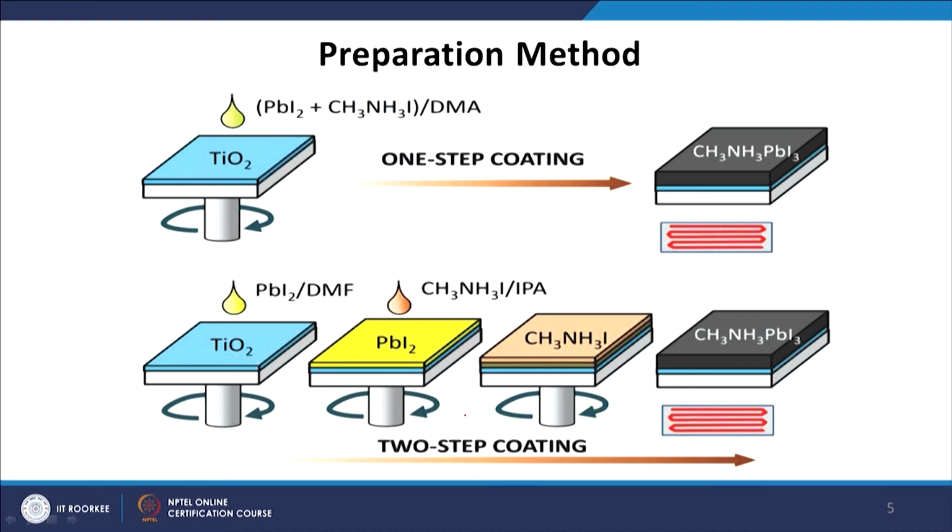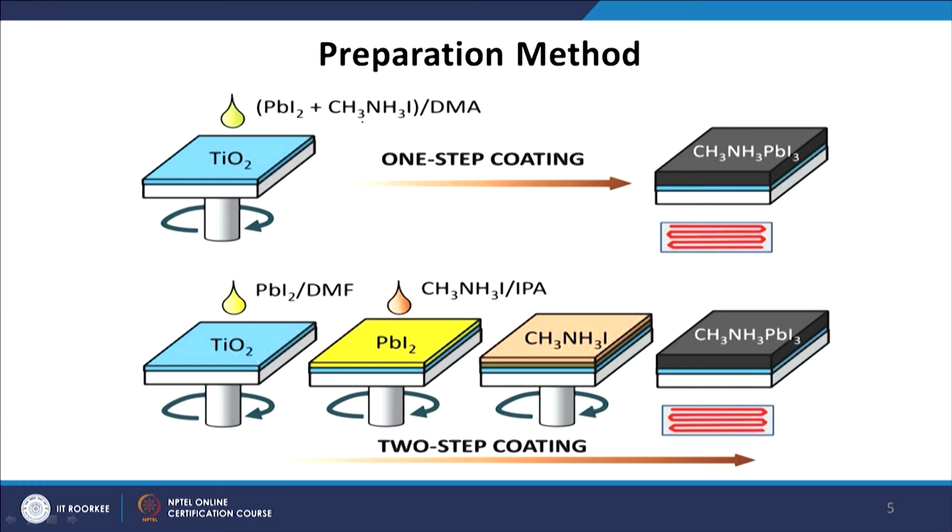Whereas in the two step coating, first we spin coat a layer of lead iodide from the DMF solvent on top of the TiO2. Then on top of the lead iodide layer, which is somewhat yellowish, we put the CH3NH3I in the IPA solvent, isopropyl alcohol, and then finally we heat the substrate to get black colored CH3NH3 lead iodide. So finally, in both cases we are allowing lead iodide to react with CH3NH3I.